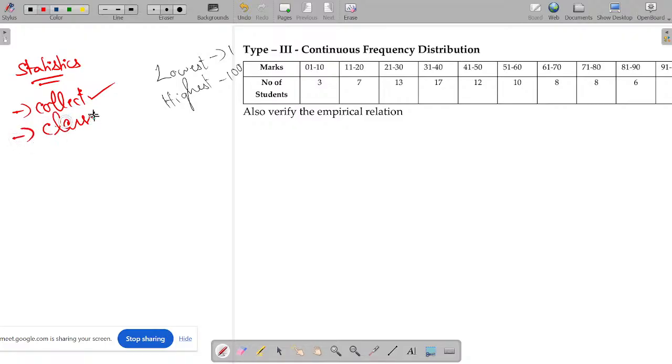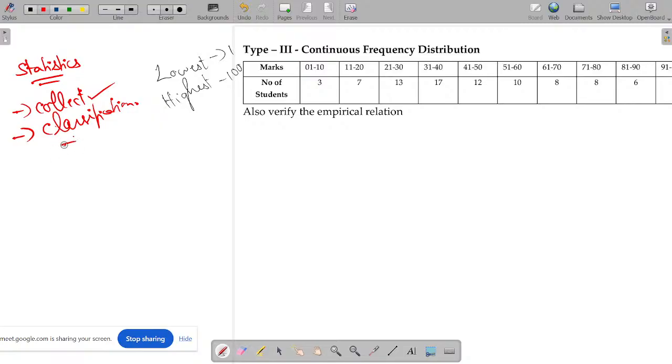Classification. What are the different types of classification we have? 4 types of classification we have. What are the 4 types? Quantitative, qualitative, geographical, chronological. What type of classification is this one? Quantitative. When we talk about mean, median, mode, and other things, it's going to be quantitative. For qualitative, chronological, and geographical, we'll stop at the bar diagram itself. We cannot proceed further. For graphs also, we need to have a two-dimensional figure, which means two-dimensional mathematical values.